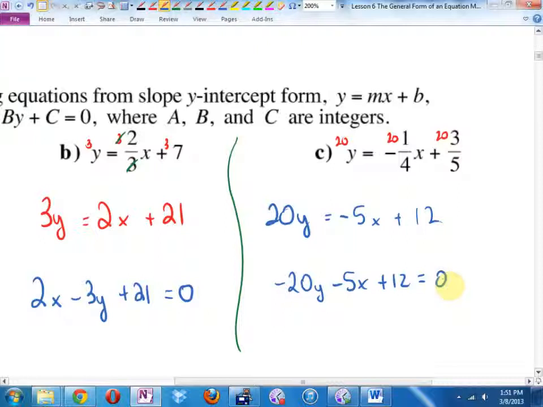Mr. Dueck? Yes, Brianna. What if instead of minusing the 20y, what if instead I had decided to move this to that side by plussing it, and to move this to that side by minusing it? Now that would give me positive 20y. Well, let's go in order. That would give me a positive 5x, a positive 20y, and a minus 12.